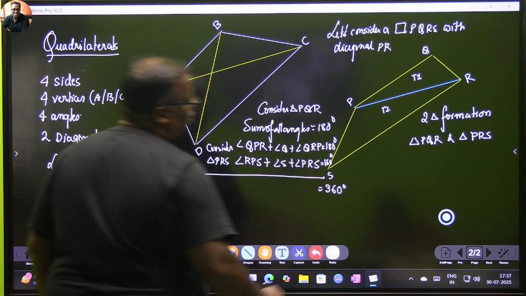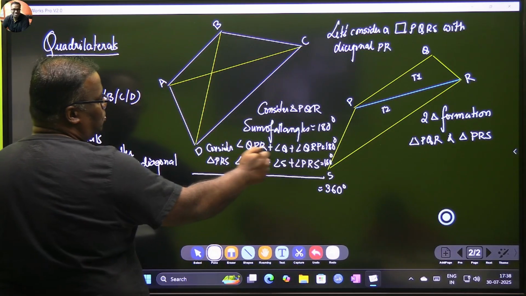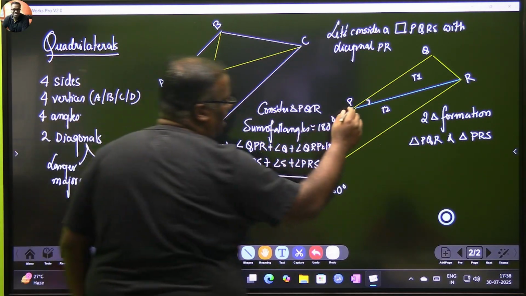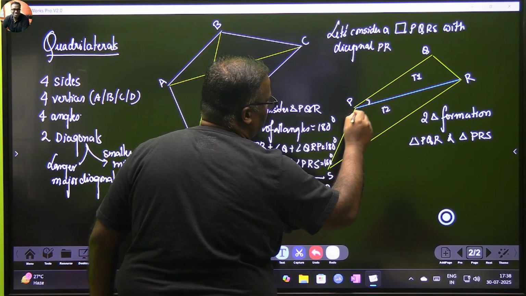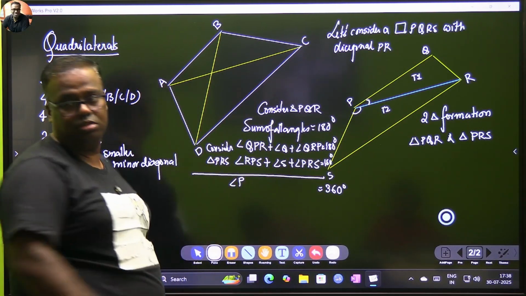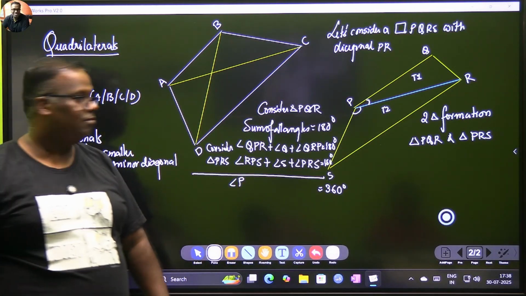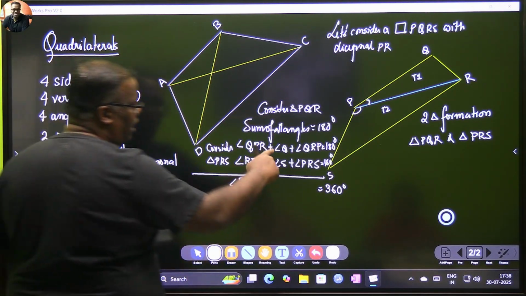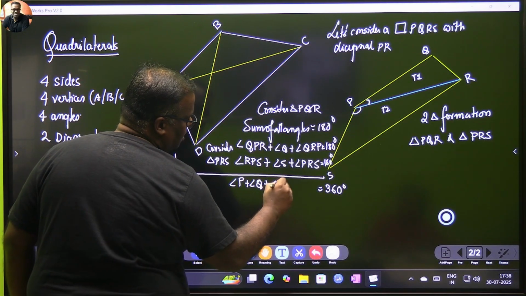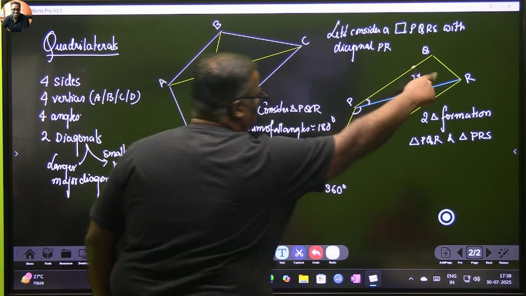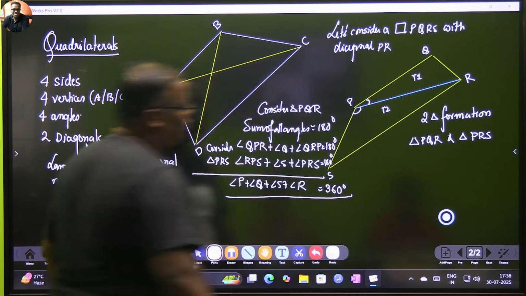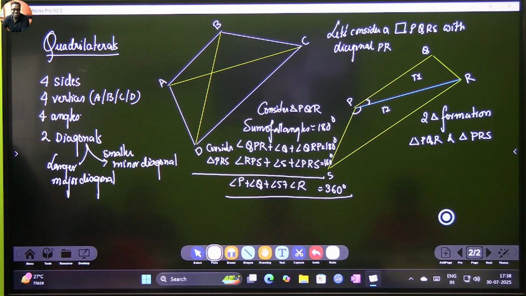360 degree. Now look, children, I have got angle QPR. This is angle QPR. I'm trying to add with it angle RPS. So basically, if I add these two, I'm getting angle P. Do you agree or not? Right? Okay. Then I have an angle Q. Then I have an angle S. And if I add these two, I'm basically getting angle R. This actually proves that sum of all the angles of a quadrilateral is 360 degree.